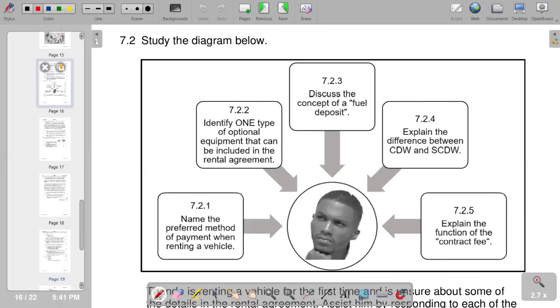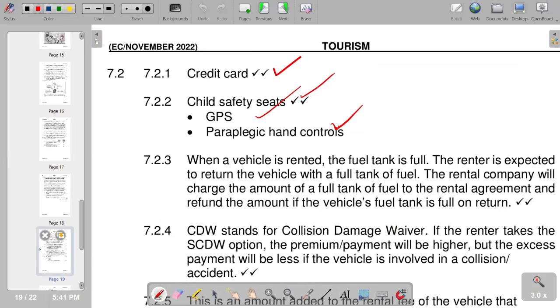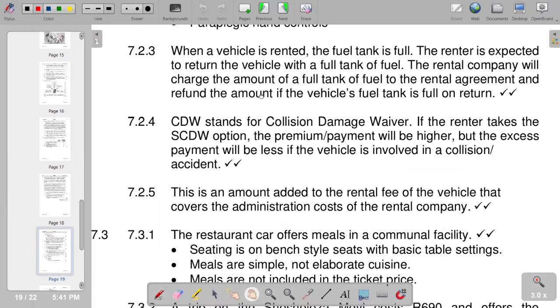Then you go to 7.2.4. Explain the difference between CDW and SCDW. So this is the difference. CDW stands for collision damage waiver. If the renter takes the SCDW option, the premium or payment will be higher, but the excess payment will be less if the vehicle is involved in a collision or accident. So these are the responses that we have.